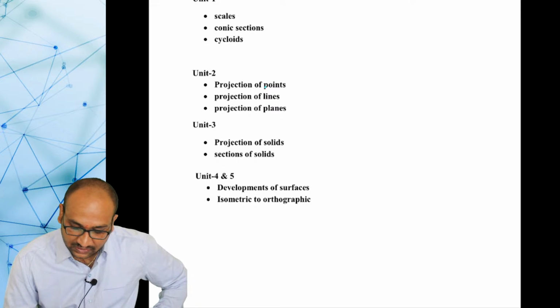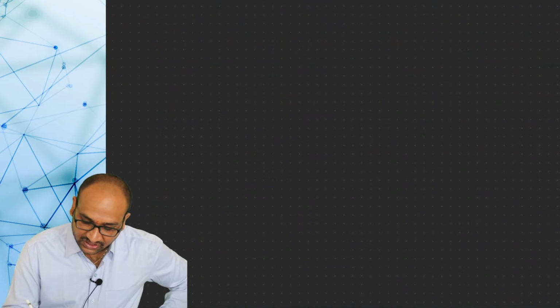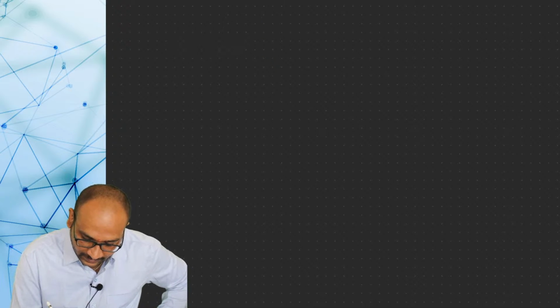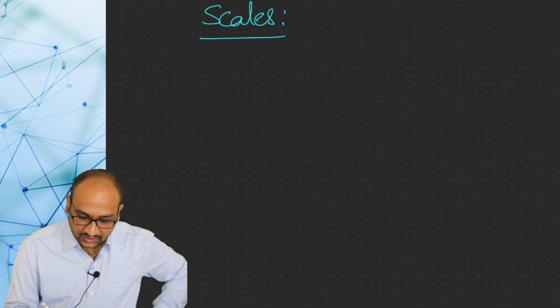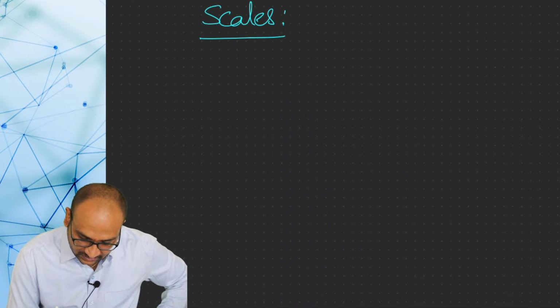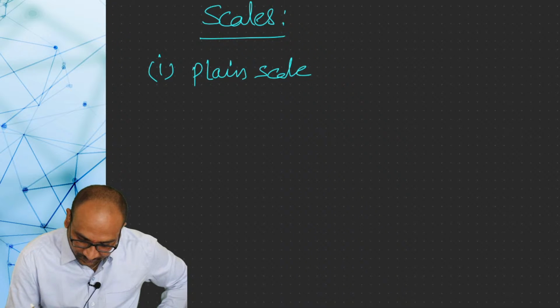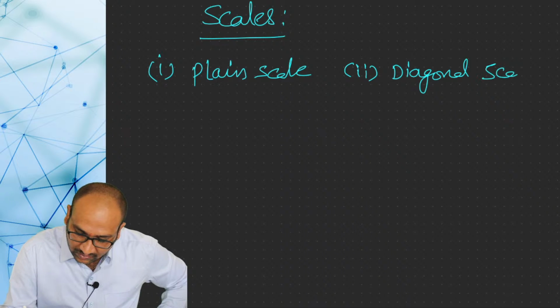Now first we will start scales. In that unit conversation, scales, this is a very important concept in drawing. So basically we have three types of scales. One is plane scale, second one is diagonal scale, third one is vernier scale.